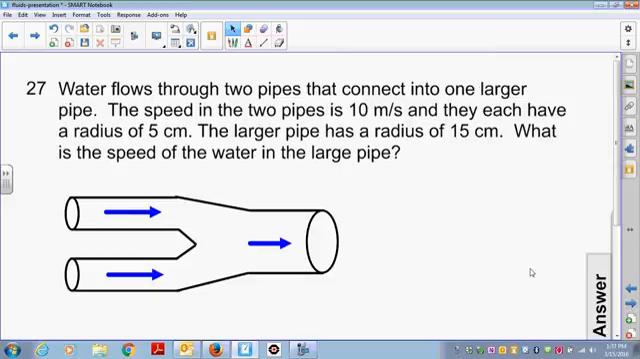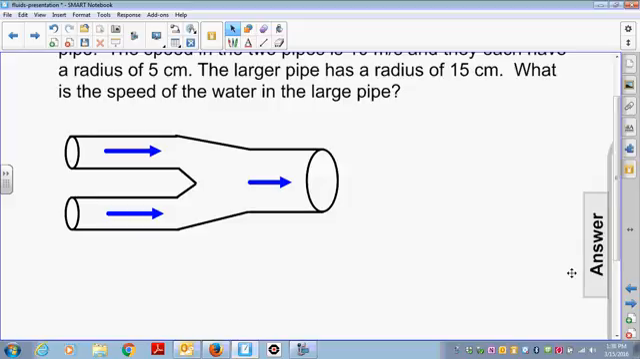Water flows through two pipes that are connected into one larger pipe. The speed in the two pipes is 10 meters per second, and they each have a radius of 5 centimeters. The larger pipe has a radius of 15 centimeters. What is the speed of the water in the larger pipe? Go ahead and pause the video now. Okay, so let's take a look at your solution.